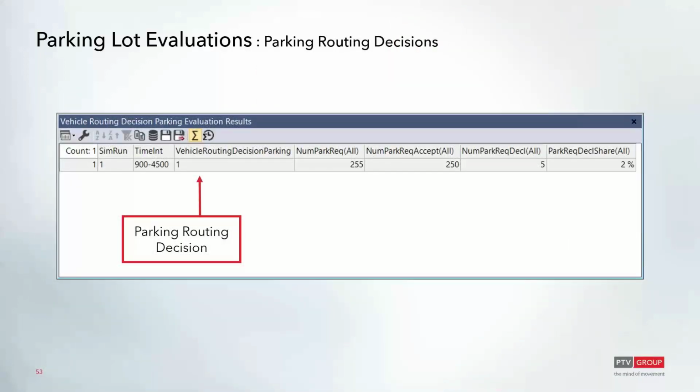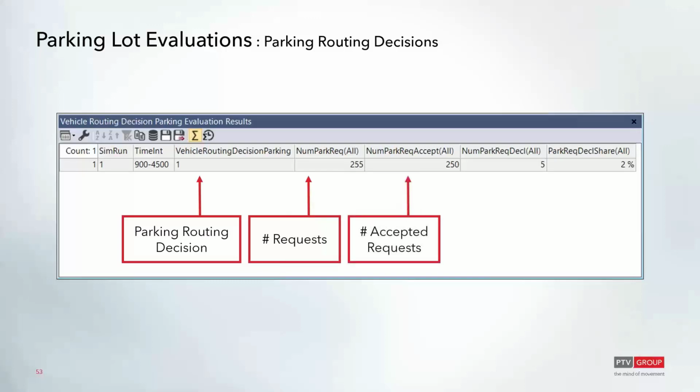And then the final option here is for the parking routing decisions, and this one does contain some different results. So in here we can see the routing decision number along with the total number of parking requests. So this is just going to represent the total number of vehicles that passed that routing decision point. And then out of all of those requests, we can see the number of requests that were accepted. So this would be the number of vehicles that were actually able to park successfully.